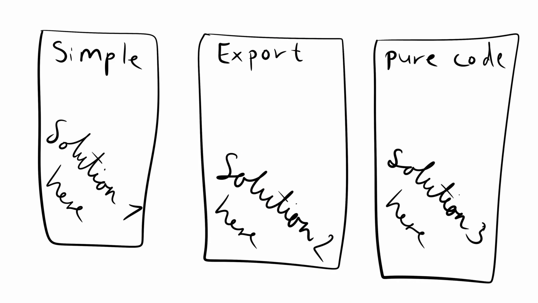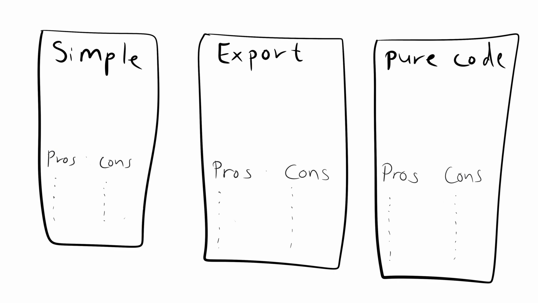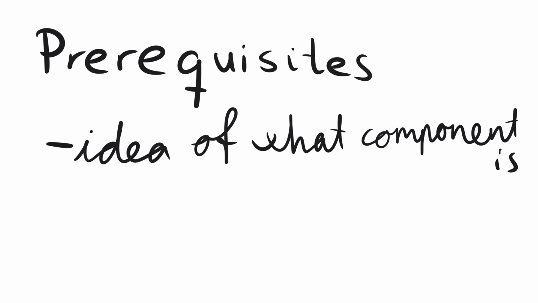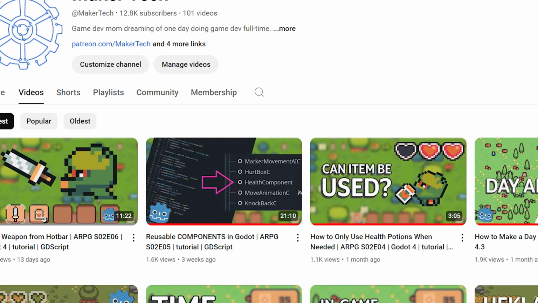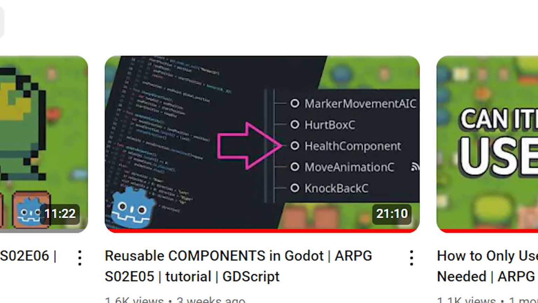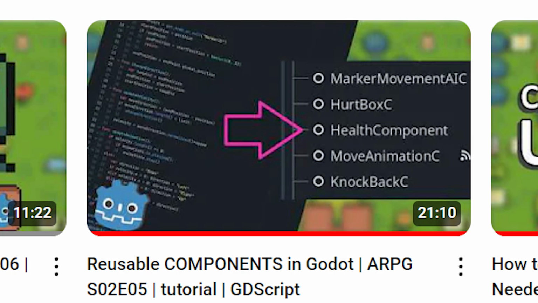So instead of presenting one single solution as the way of doing it, I'm going to show you 3 different solutions that I think are perfectly valid. And then I'll also try to explain what the pros and cons for the solutions might be. In this video, I'm also assuming that you already have some understanding of what a component is. If this is totally new to you, then I suggest you go watch my tutorial on reusable components in Godot. There's a link to it in the description for this video.